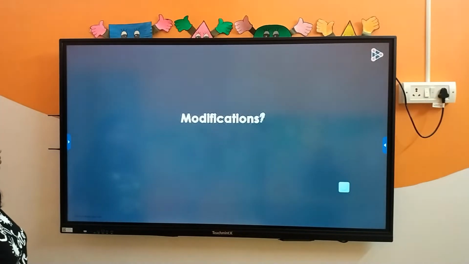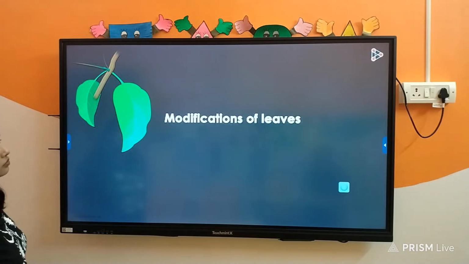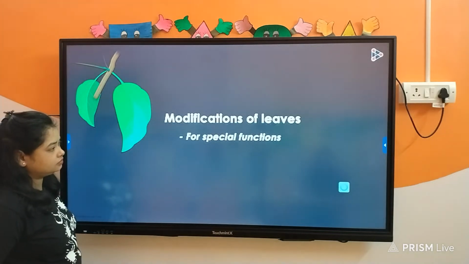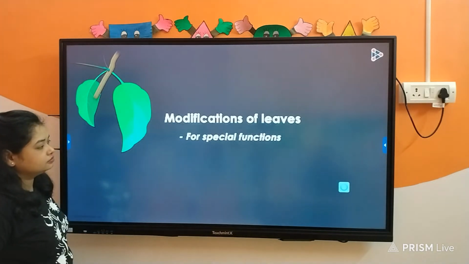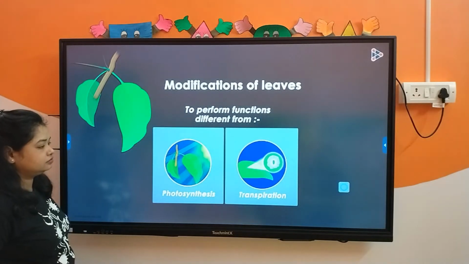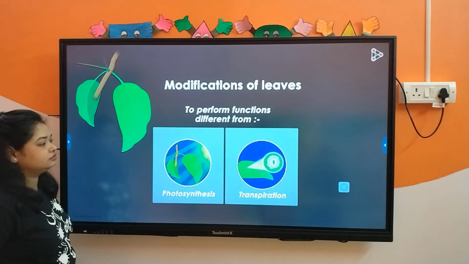Wait, what do we mean by modifications? Do the structures get altered? Yes, they do. In many plants, leaves get modified to perform some special functions. These functions are quite different from the normal functions, which is photosynthesis and transpiration. Let us learn about these modifications one by one.